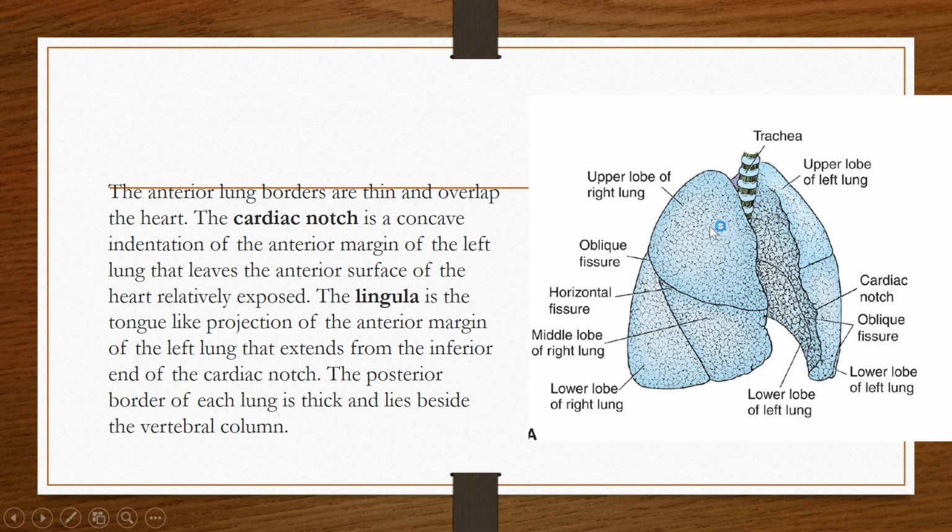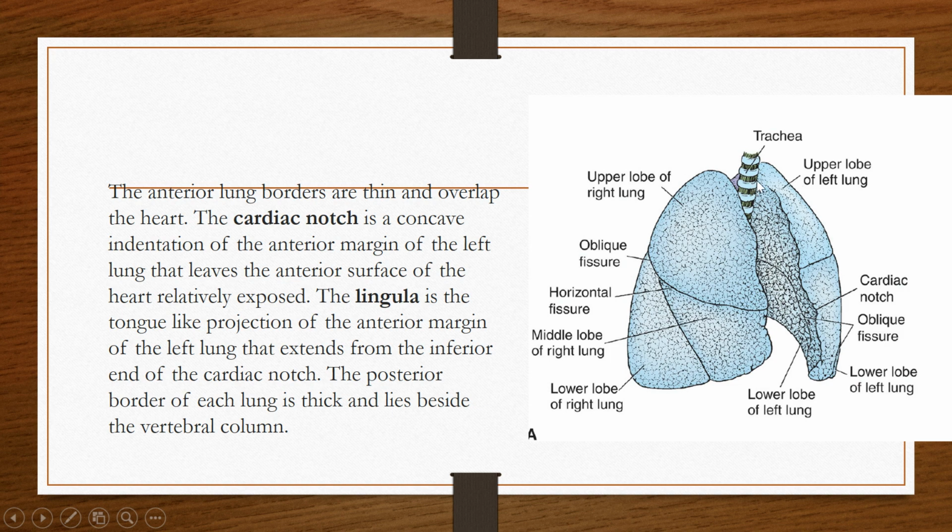Again, I will repeat. See here, this is the apex of the lung. This is the anterior border of the right lung. This is the inferior border of the right lung. Then there will be one posterior border also. The right lung is divided by two fissures into three lobes. This is the upper lobe, this is the middle lobe, and this is the lower lobe by two fissures. This is the oblique fissure and this is the horizontal fissure.